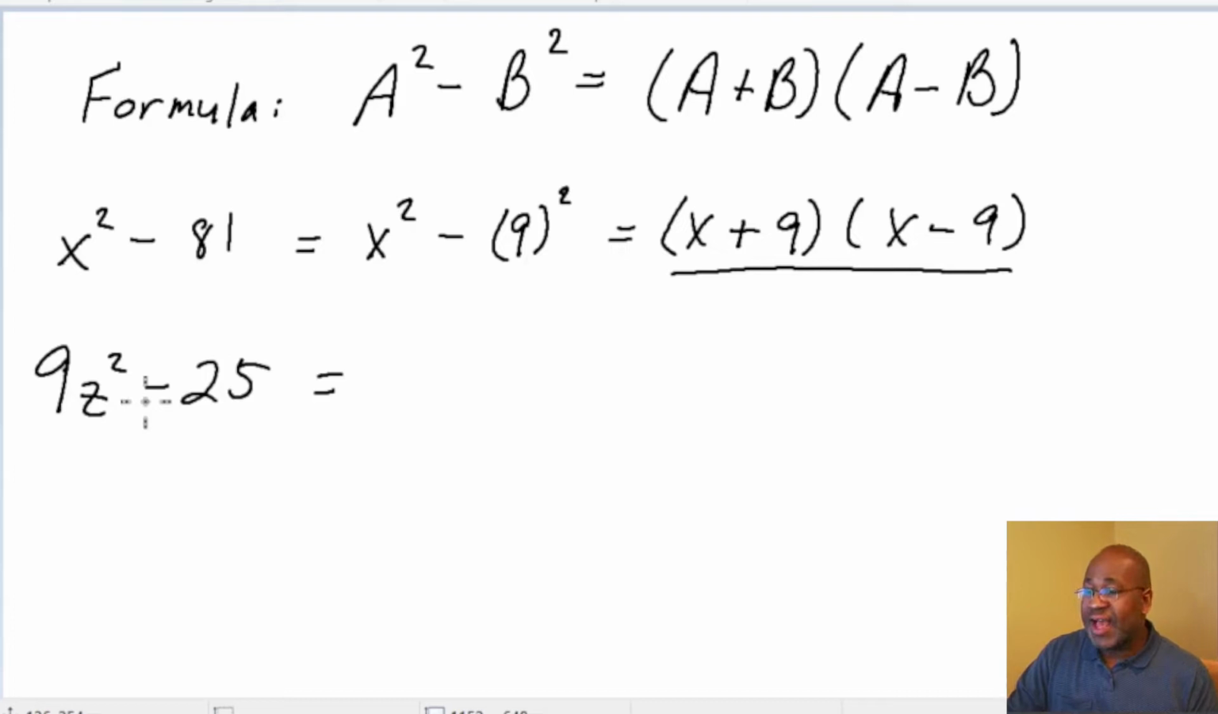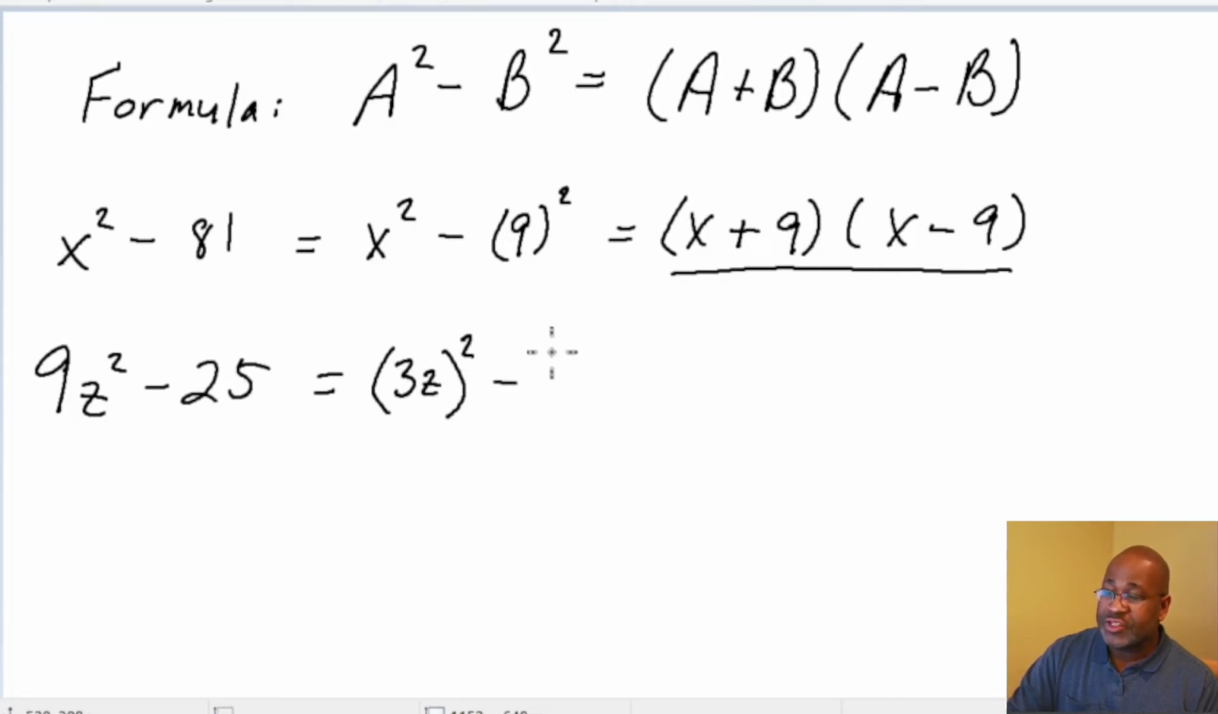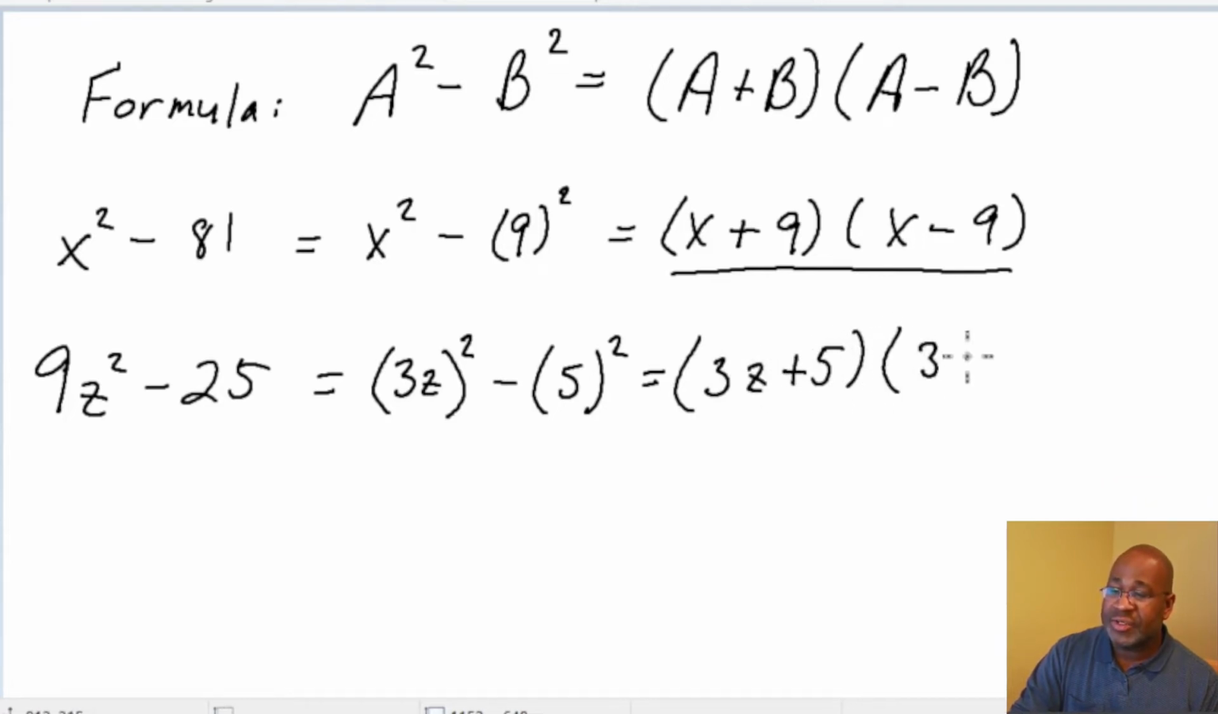This example, we have 9z squared minus 25. Once again, both of these terms are perfect squares. 9z squared we can write as 3z quantity squared, and 25 is simply 5 squared. Now it's a good idea to express these as some quantity squared because that tells you what your a and b are going to be when you apply the formula. So following the formula once again, we have 3z plus 5 times 3z minus 5.